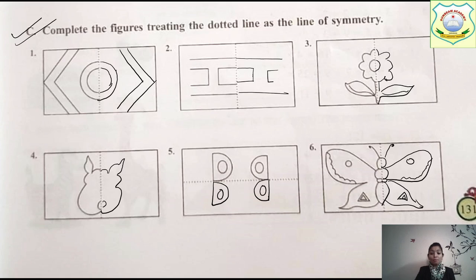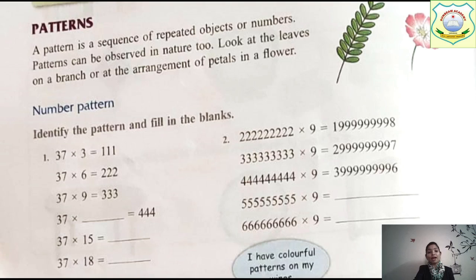And now moving further to patterns. Now what is a pattern? Turn to page number 132. Now what is a pattern? A pattern is a sequence of repeated objects or numbers. A pattern can be observed in nature: look at the leaves on a branch or at the arrangement of petals in a flower. So basically, what is a pattern?